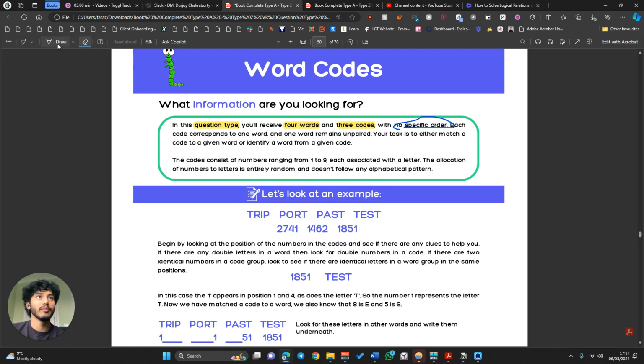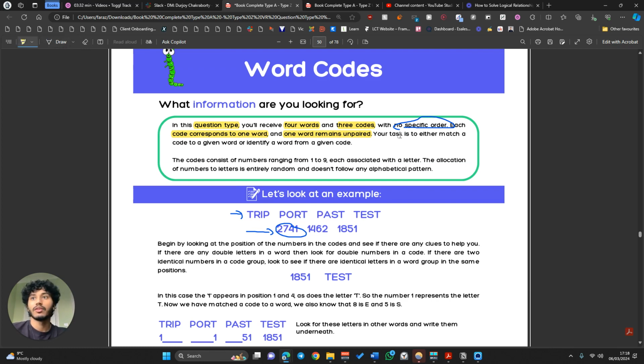Alright, so again, we know that this is what they mean by the codes, and this is what they mean by the words. So one of these codes is linked to one of these words, is what they're saying here. Corresponds to 1 word, and 1 word remains unpaired. So what does it mean by unpaired? Well, basically one of these are linked, probably something like this. And then, for example, trip might have no code for it at the moment. That's what they mean by unpaired. It doesn't have a code linked to it.